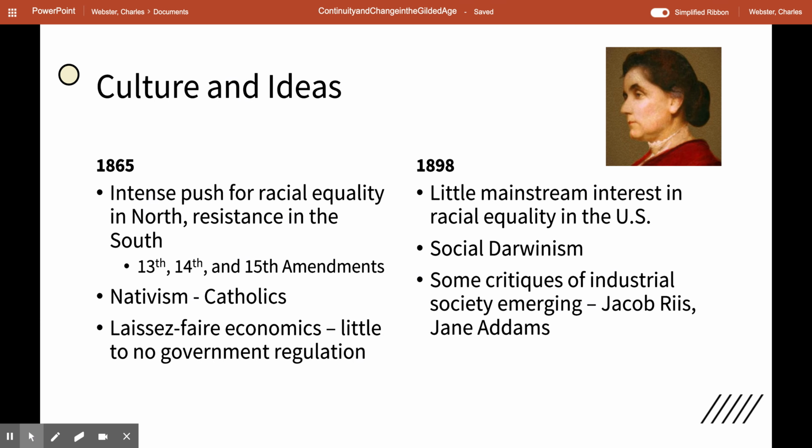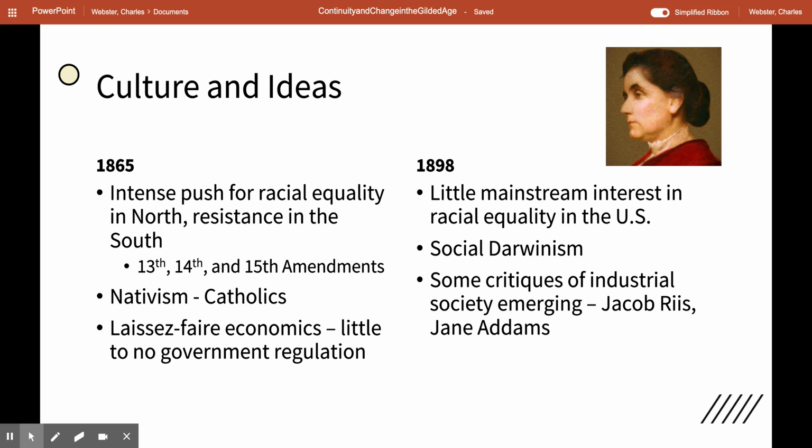As far as the economy went, there were many people who argued in favor of laissez faire economics, that the government should engage in little to no regulation of the market. And that was pretty much the prevailing government approach during that time period in 1865. All right, so how does that compare to 1898?